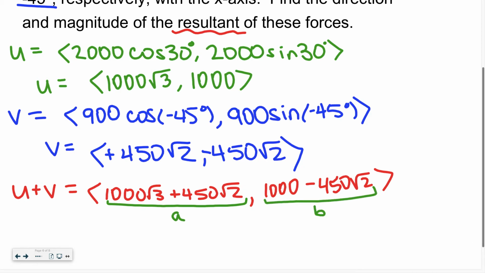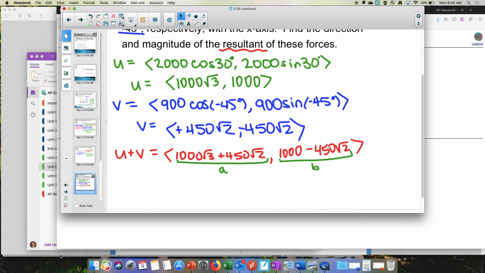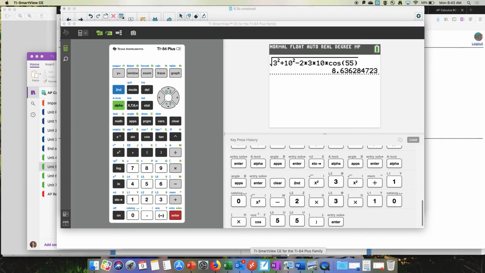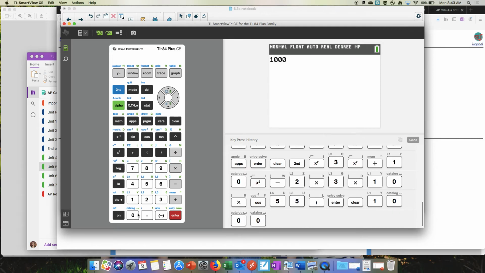So I'm going to call these A and B. All right? And this is what I'm going to do in my calculator so that I don't have to worry about order of operations or messing up with the parentheses or what have you. I'm going to go ahead and in my calculator, what was A? It was 1,000 radical 3.